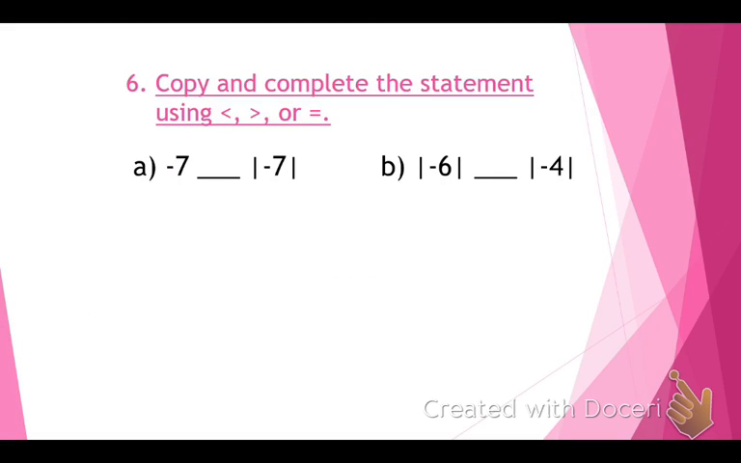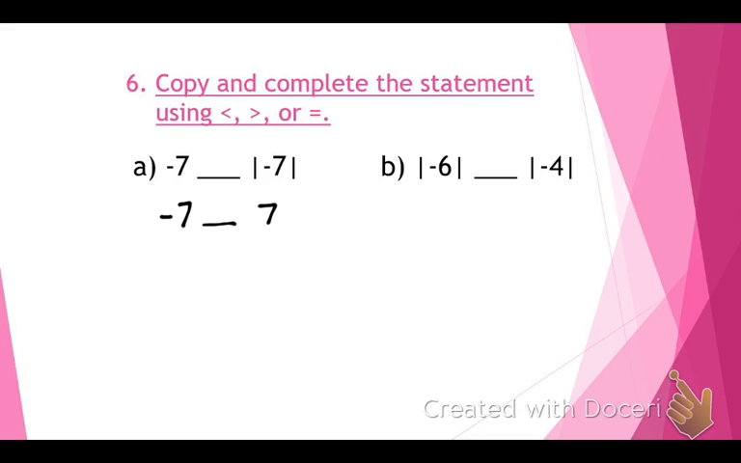Next up, copy and complete the statement using less than, greater than, or equal to. When you do this, I want to be able to see work on your quiz, okay? So here we have negative 7. That's just the same exact thing, so all I'm doing is bringing it down. But next up, what do these straight up and down lines mean? Absolute value. What is the absolute value of negative 7? 7. Positive 7 is correct.